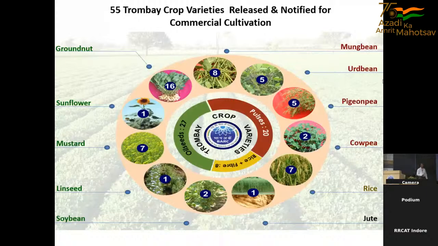So through this process, BARC has released 55 crop varieties in different crops. Groundnut 16, this number indicates the different crops and the number of varieties released from each of these crops.